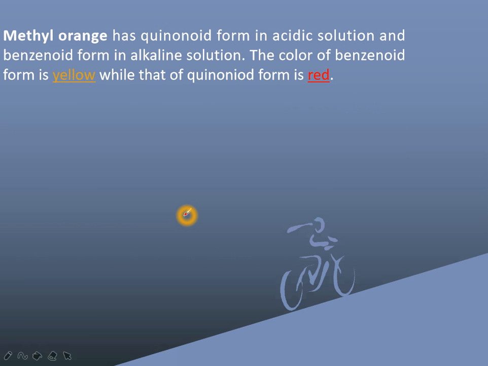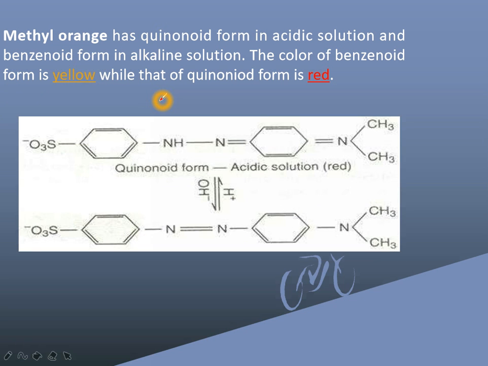Next is methyl orange. Methyl orange is in the quinoid form in acidic solution and the benzenoid form in alkaline solution. The color of the benzenoid form is yellow, while that of the quinoid form is red. So the quinoid form in acidic solution has a red color, while the benzenoid form in alkaline solution has a yellow color.